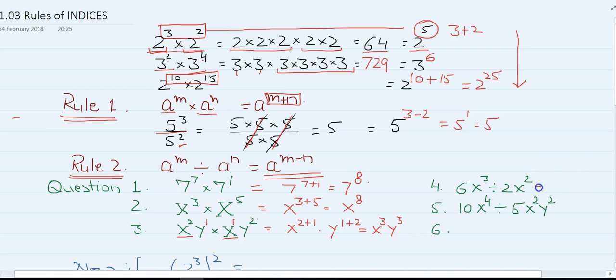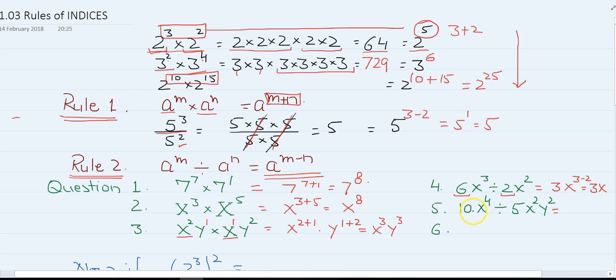Let's talk about another example. 6x cubed divided by 2x squared, here it's a division. Now one thing you have to understand is that these are the constants. So we know that 6 divided by 2 is 3. x cubed divided by x squared, so it will be x to the power 3 minus 2. So the answer will be 3x.